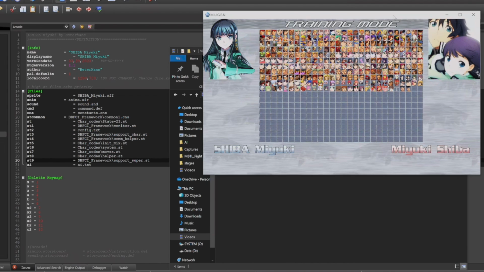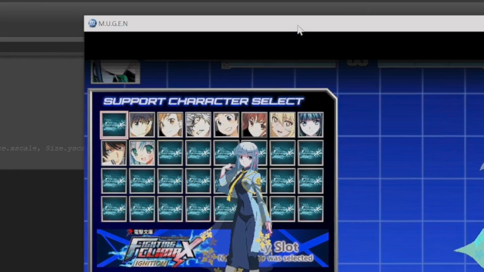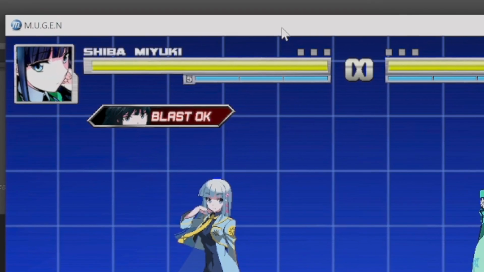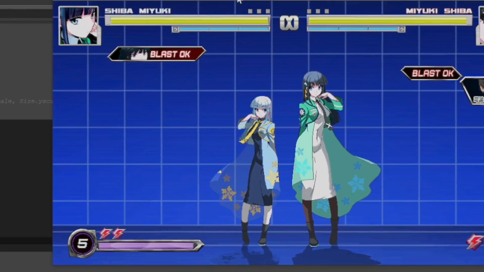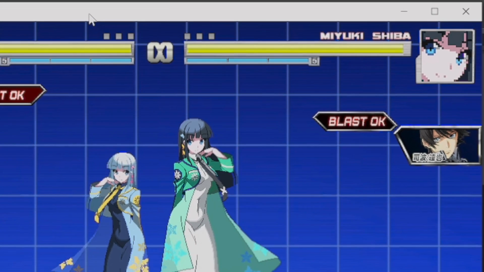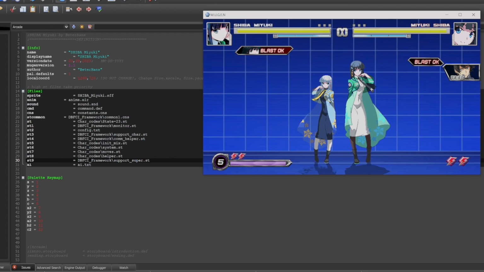For example, here we have two Shiba Miyuki or Miyuki Shiba. These are the same character but made by two different authors. By just looking at the big portrait, you see the left one is more HD than the right one. Maybe the right one is not so bad, but the left one is sharper. If you load it again and look at the small portrait, the left one has a much sharper small portrait than the right one. The right one looks more pixelated, even though they are the same character using the same sprites.